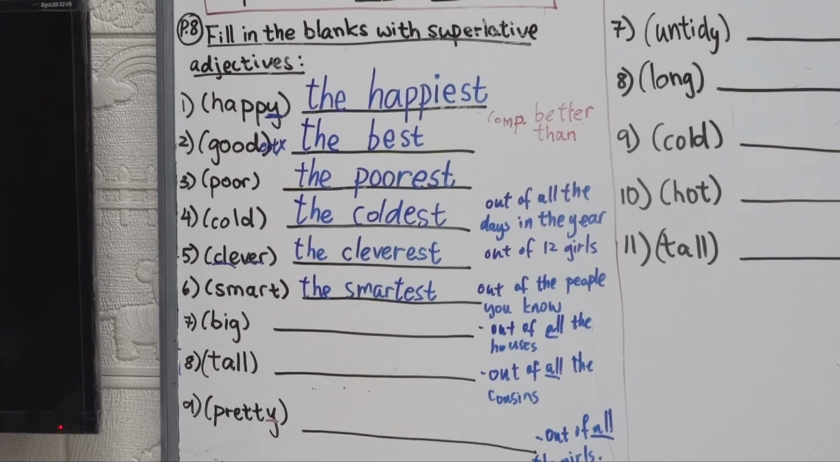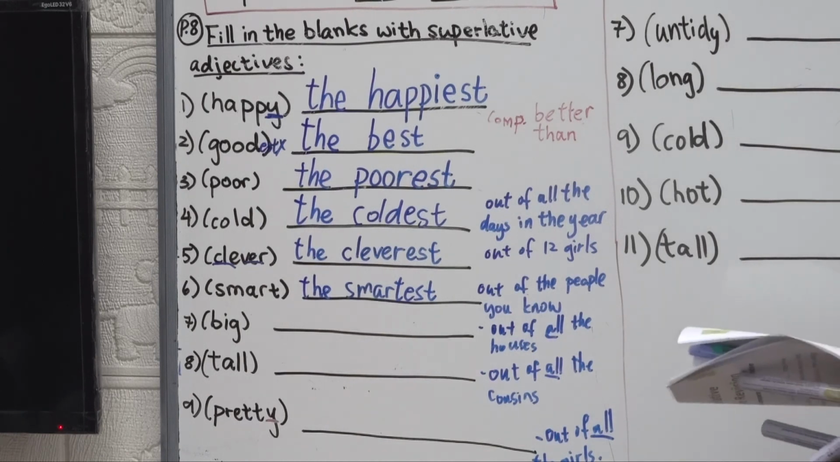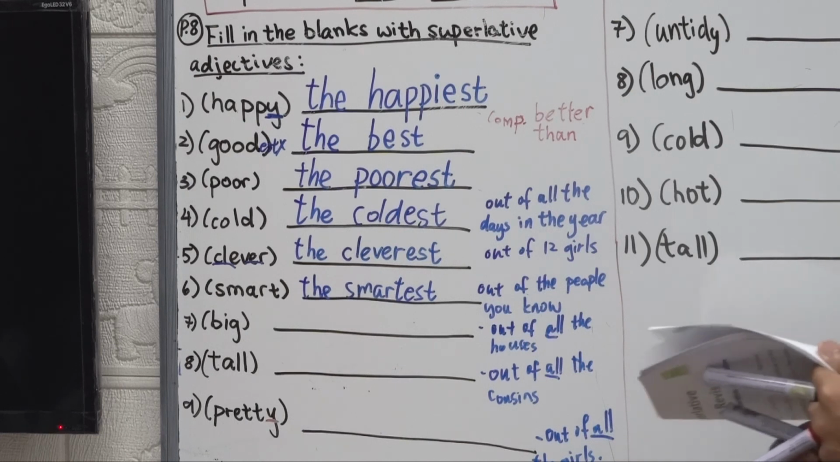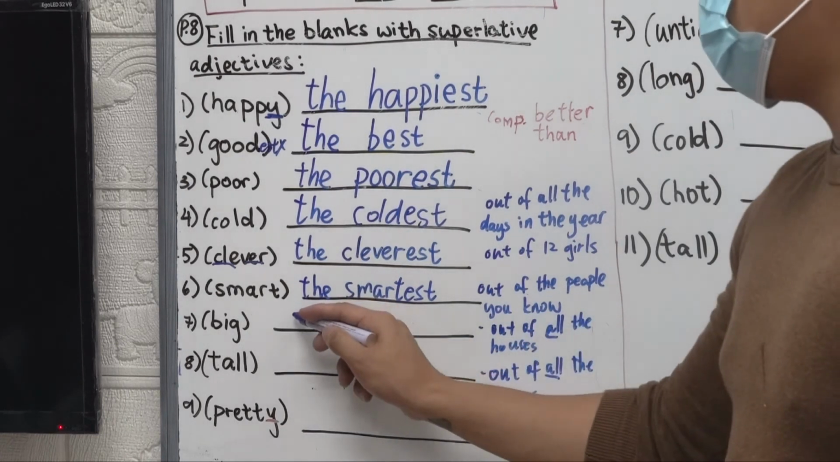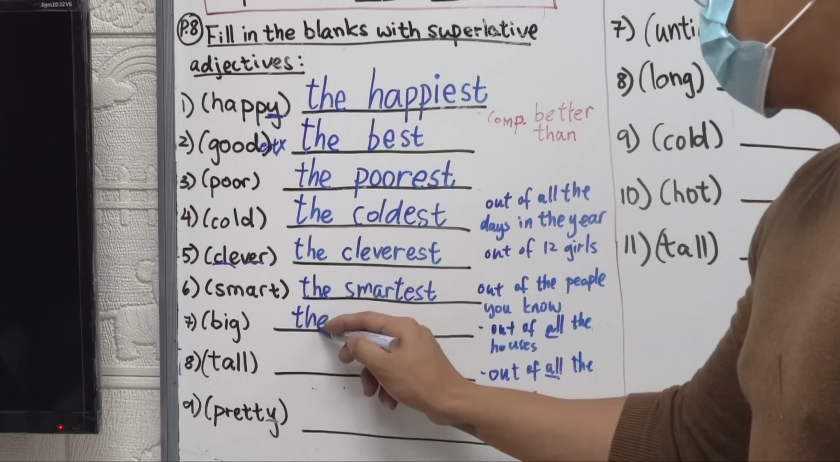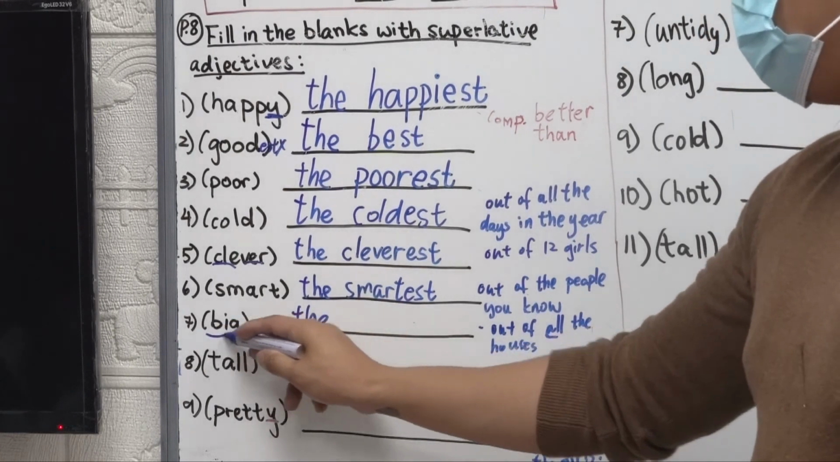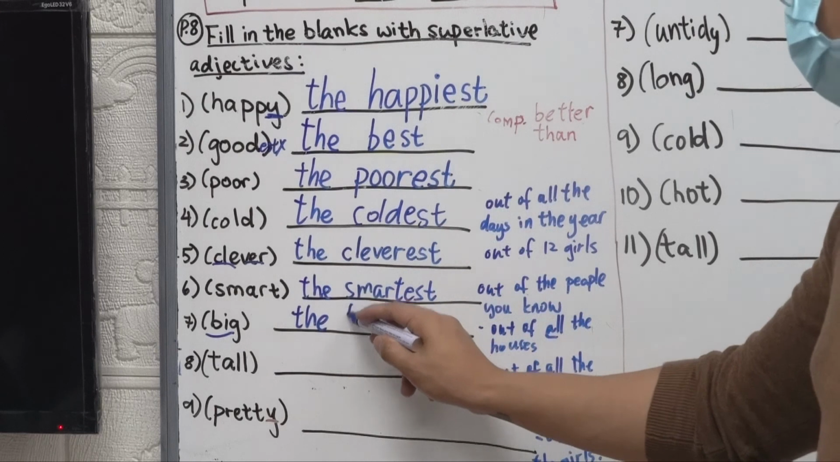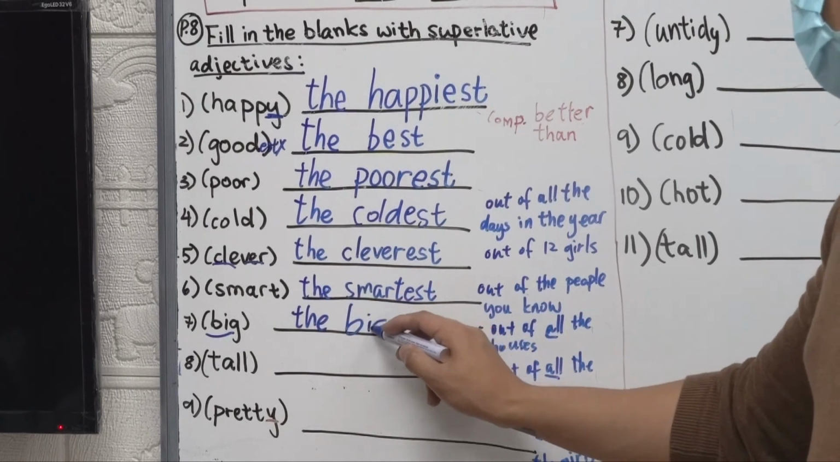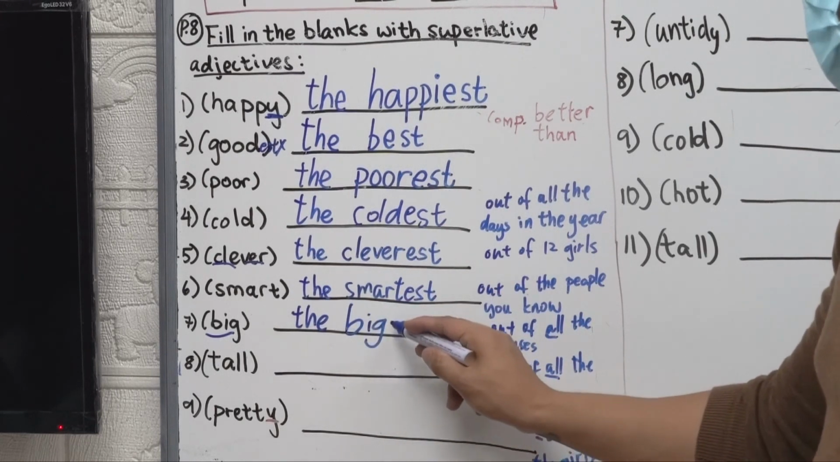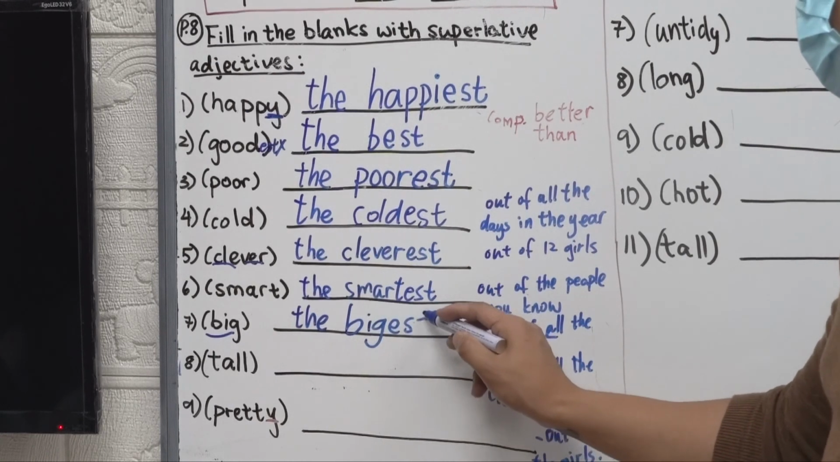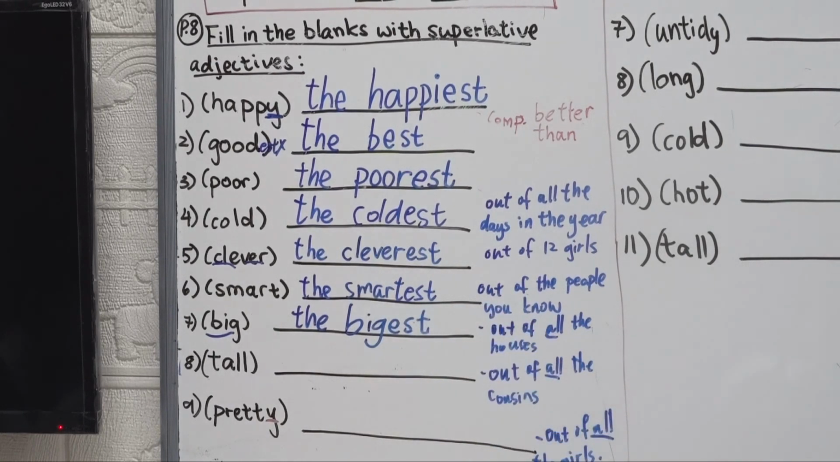Okay, alright, so your minute is up. Alright, so let's take a look at number 7. So, this house is very big. It is... we have to put the word the before the superlative adjective. And then big is just one syllable, so we can copy it down and add est. Now, my question is, is this correct? B-I-G-E-S-T. It is not correct, right?